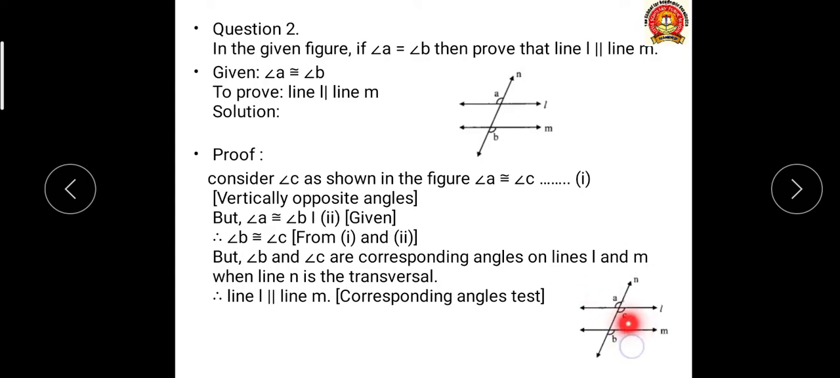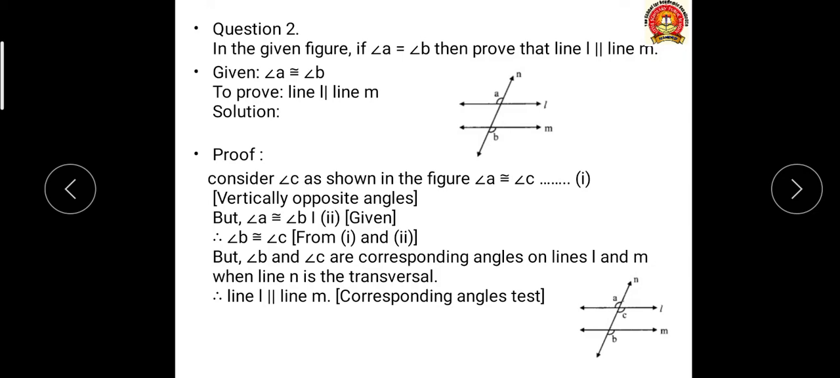Angle A is equal to angle C, vertical opposite angles. But what is given here? A is equal to B. It means that from first and second we can say that B is also equal to C. B and C are the corresponding angles on line L and line M when N is a transversal, and therefore by the test of corresponding angles, L and M are parallel to each other.